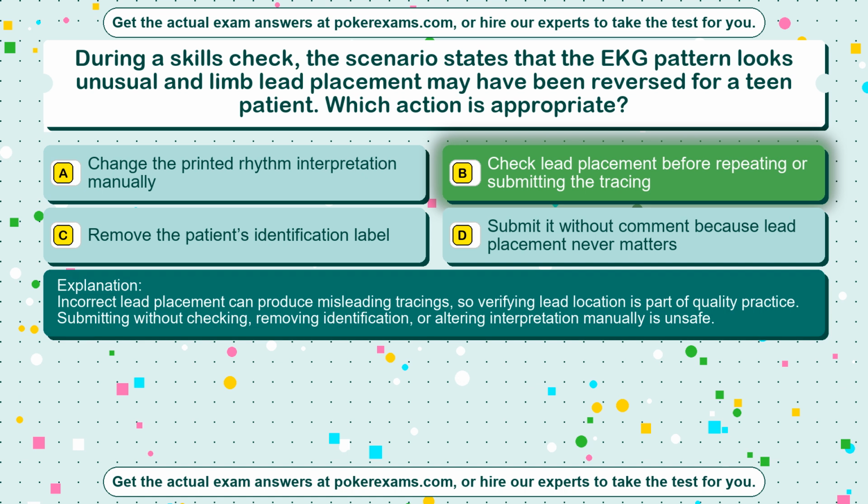Incorrect lead placement can produce misleading tracings, so verifying lead location is part of quality practice. Submitting without checking, removing identification, or altering interpretation manually is unsafe.